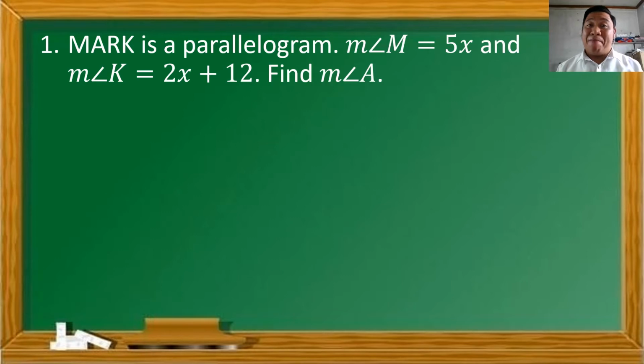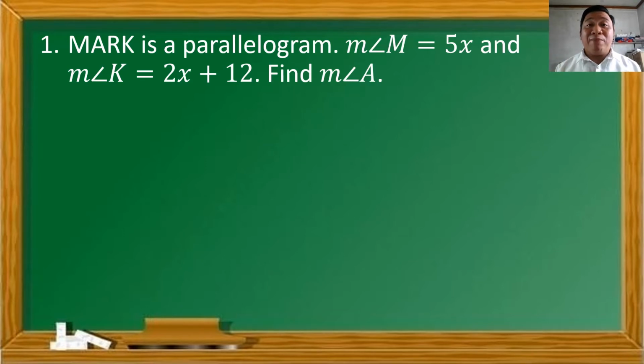MARK is a parallelogram. The measure of angle M is equal to 5x. And the measure of angle K is equal to 2x plus 12. Find the measure of angle A. Tandaan na, ang sabi sa ating problem that MARK is a parallelogram daw. So first thing to do para mas maunawaan natin yung sinasabi ng problem na ito is to illustrate the problem.